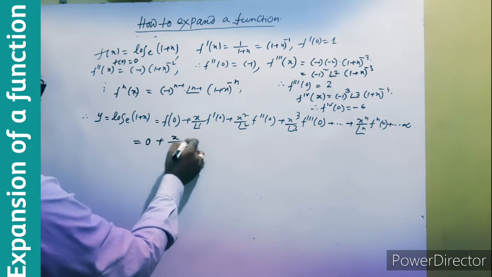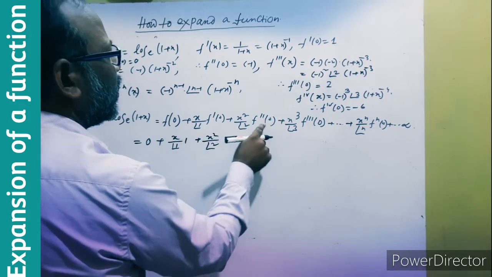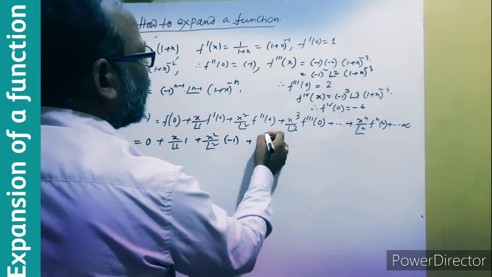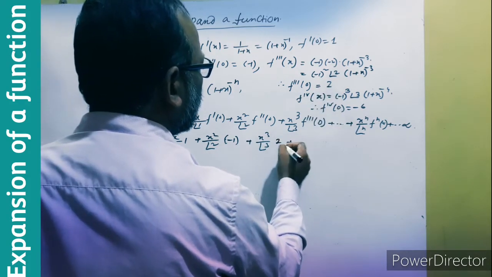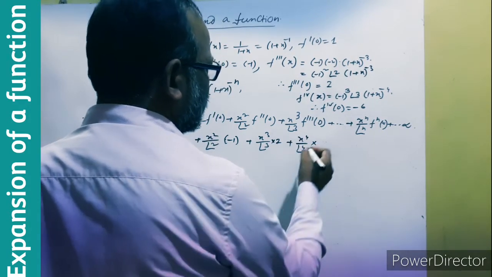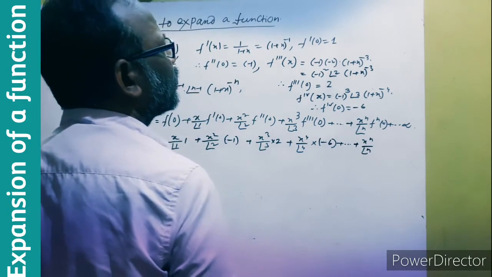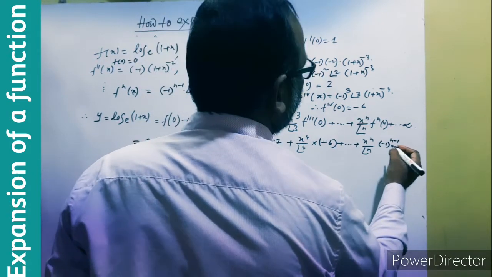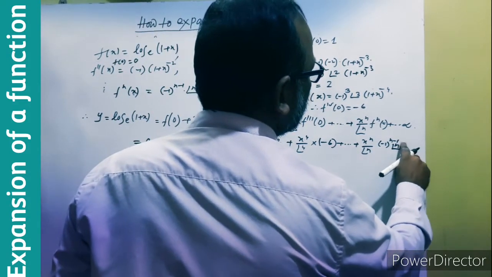For x by factorial 1 f dash 0, f dash 0 means here 1. Okay, so x square by factorial 2 f double dash 0, f double dash at 0 is minus 1. Okay, x cube by factorial 3 f triple dash 0, triple dash 0 here is 2, x to the power 4 by factorial 4. This is the third order, and the fourth here is minus 6, dot dot, x to the power n by factorial n. After the nth order derivative, we get minus 1 whole to the power n minus 1 into factorial n minus 1.